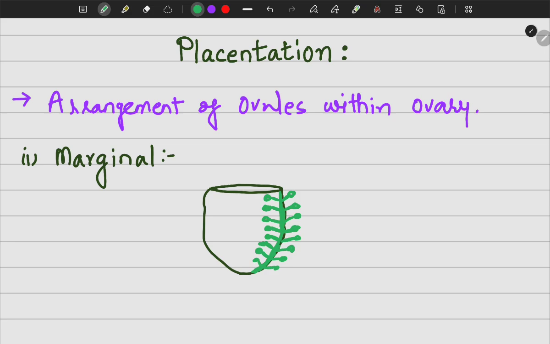Alright, so this marginal placentation is seen in pea. You must have opened a pea and you must have observed this kind of structure inside the pod, in which the seeds are borne, the peas are borne, right? So that structure is the marginal placentation. I hope it's clear to you.